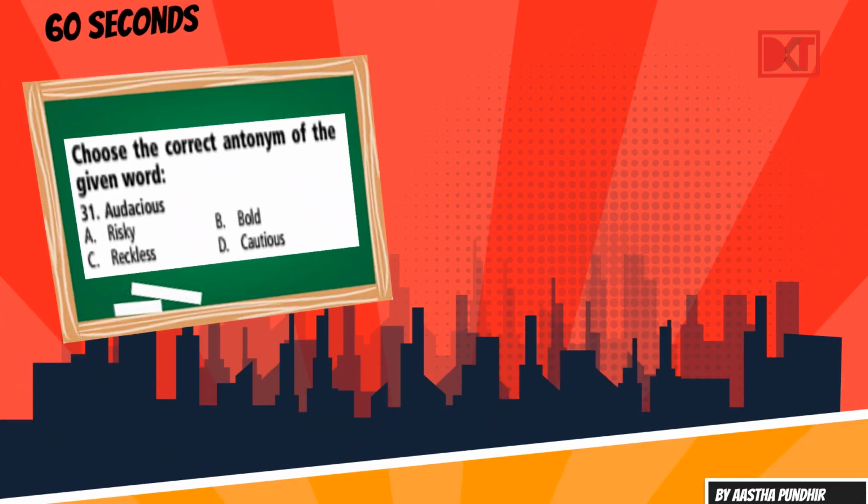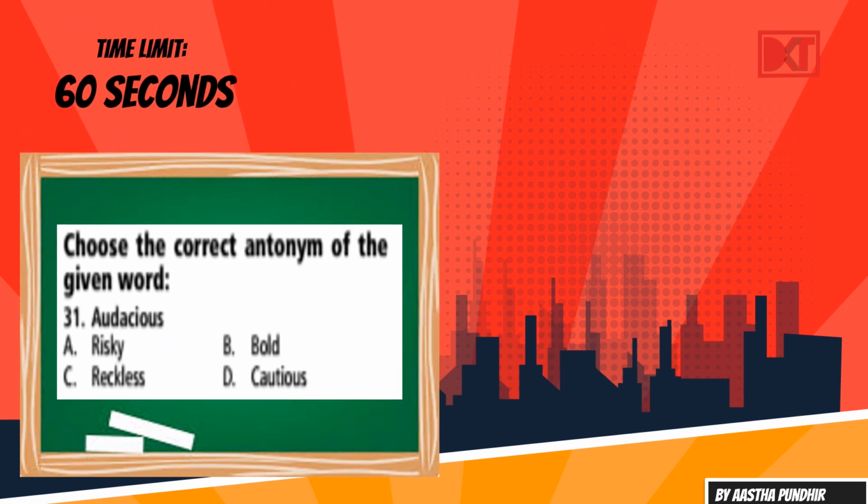All right, now here we have the last 5 questions. These are the HOTS questions of the Achievers section. So do them very carefully. Choose the correct antonym, same process.